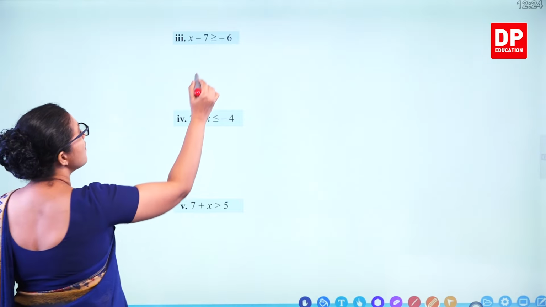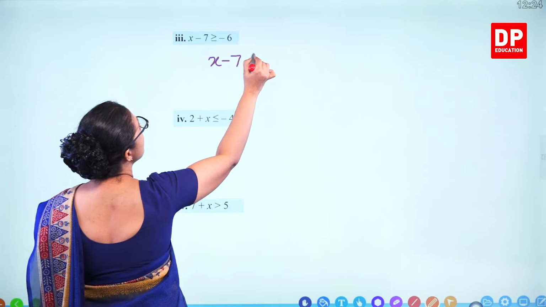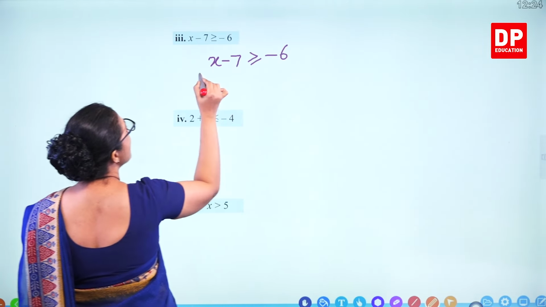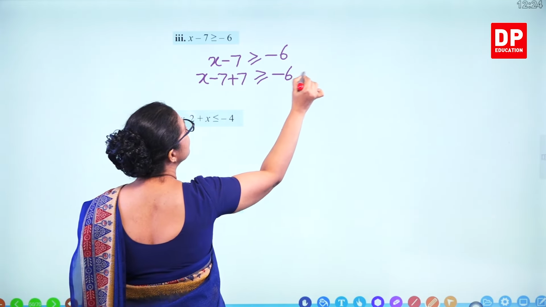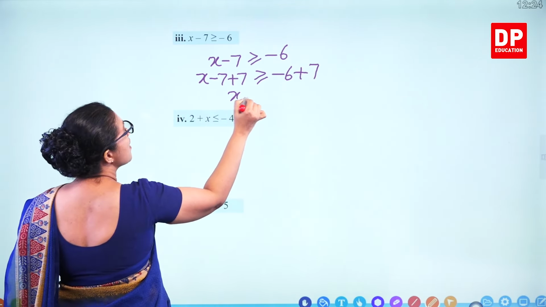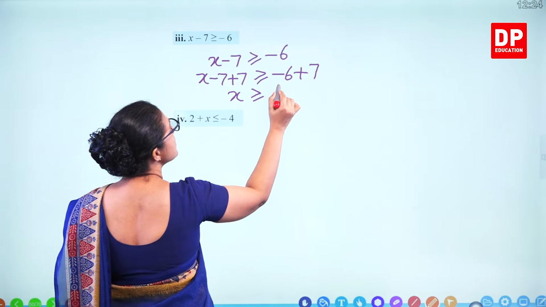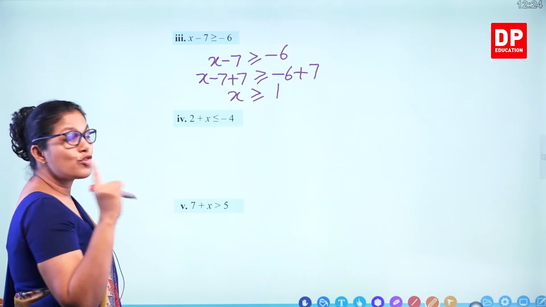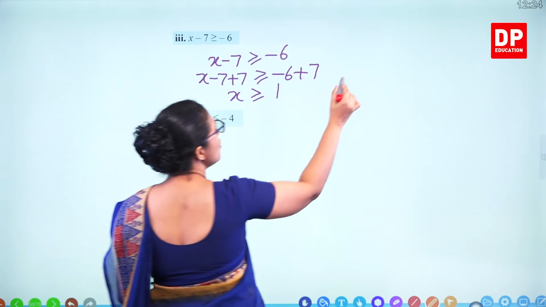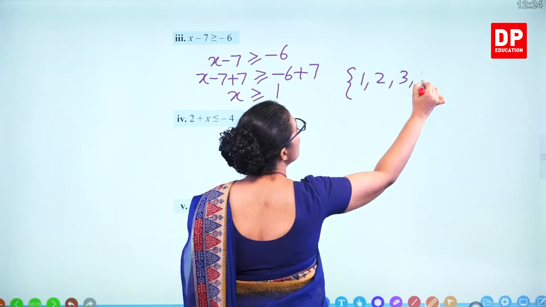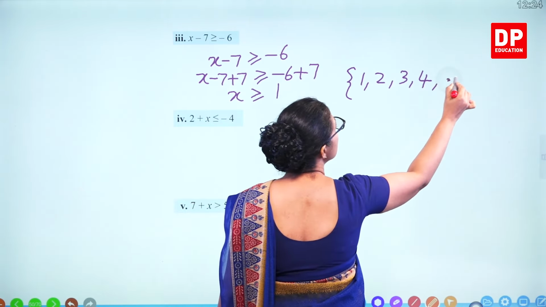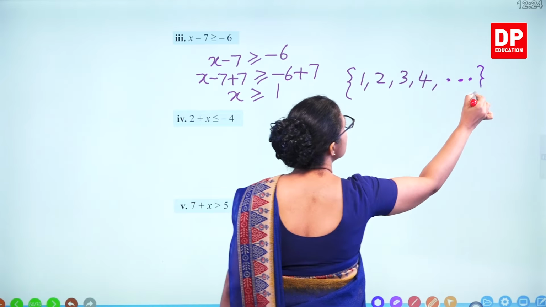X minus 7 greater than or equal to minus 6. Add 7 to both sides. X becomes greater than or equal to 7 minus 6, 1. Greater than or equal to 1. That means 1 also is satisfied. 1, 2, 3, 4, any number above that. So we can put 3 dots.